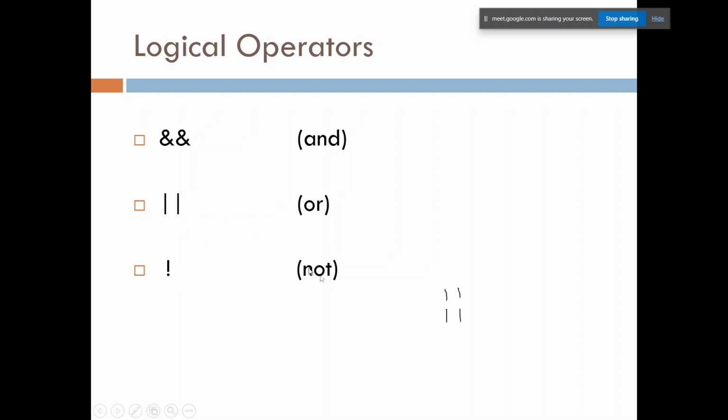So the double pipe symbol looks like this, guys. Just one line and with a small gap another line like this on the keyboard. If you look above the enter key, you will find this pipe symbol. So that we need to use for the or operator.